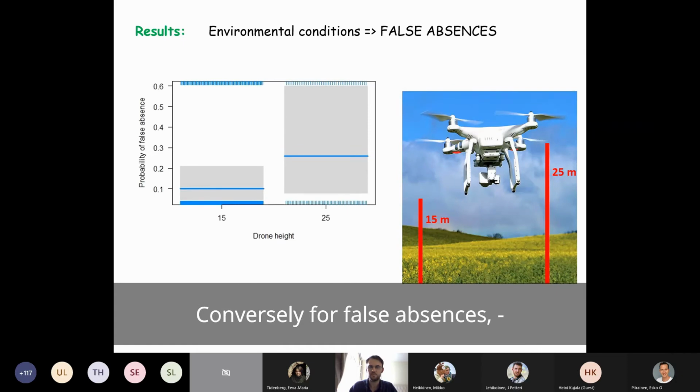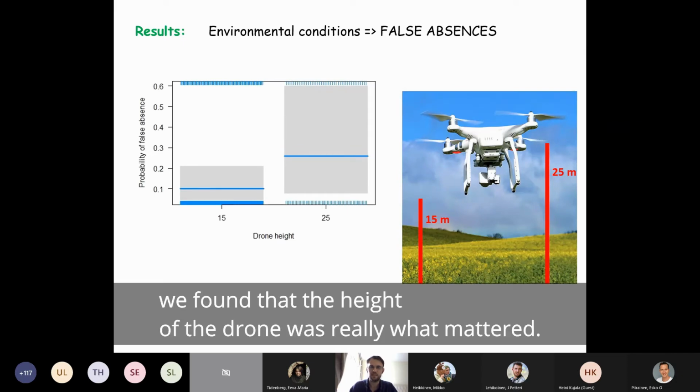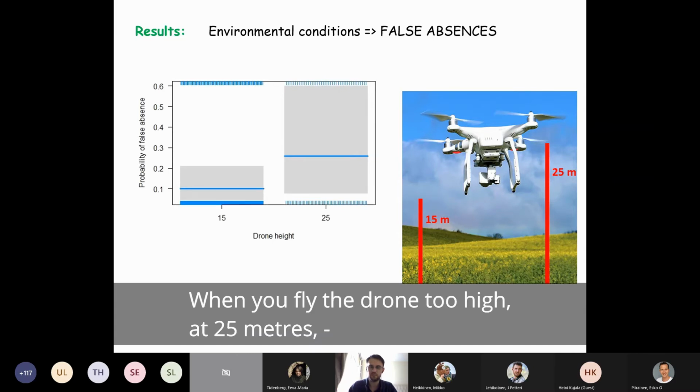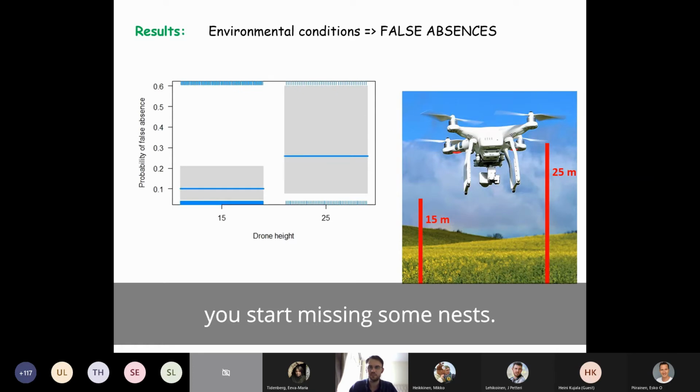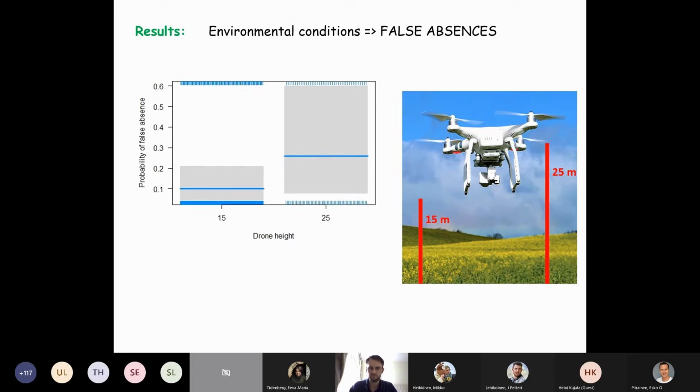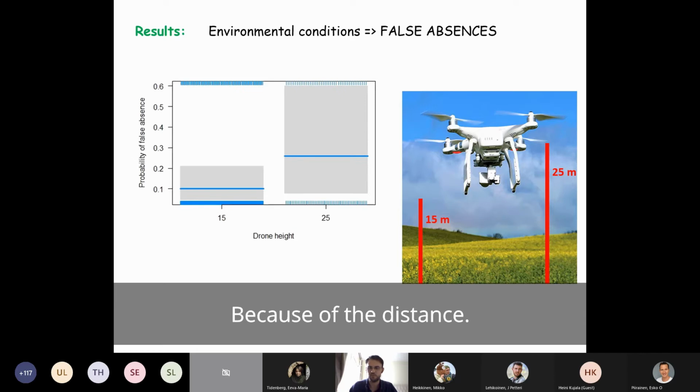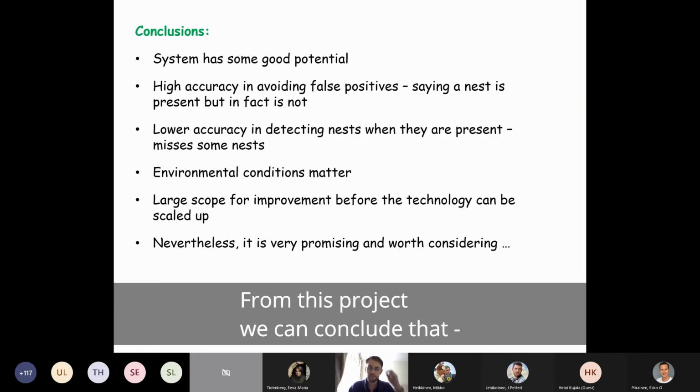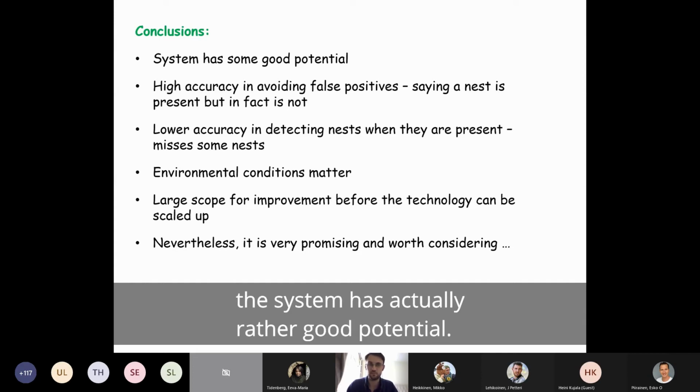Conversely, for false absences, we found that the height of the drone was really what mattered. When you fly the drone too high, at 25 meters, then you start missing some nests, obviously because of the distance. So what we can conclude from this project is that the system actually has rather good potential.